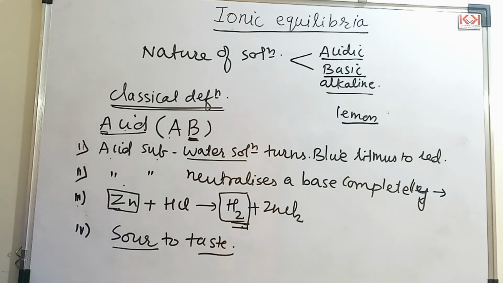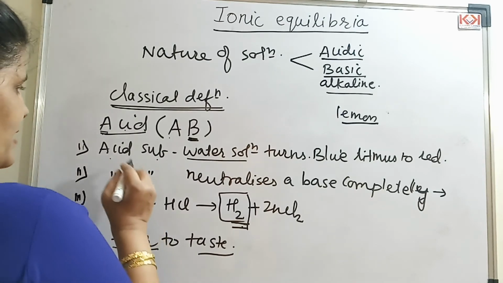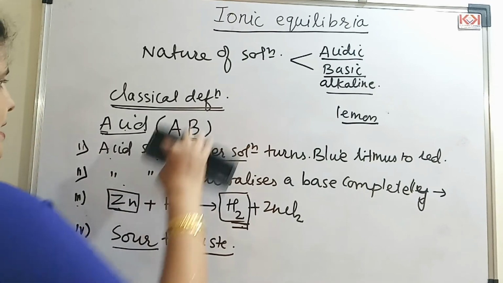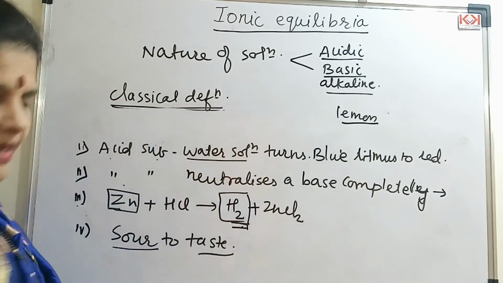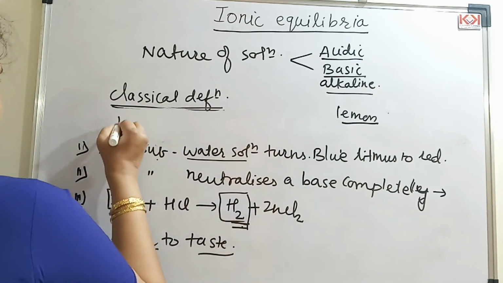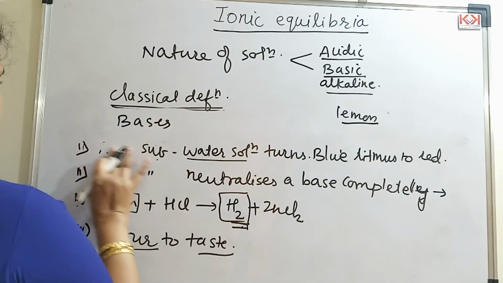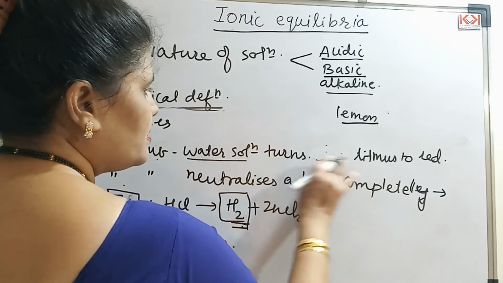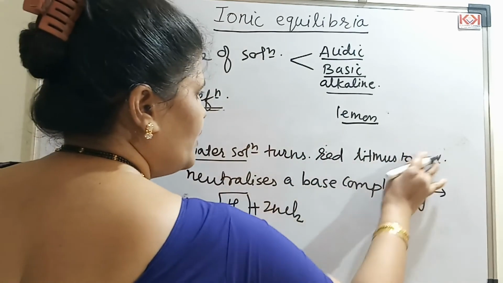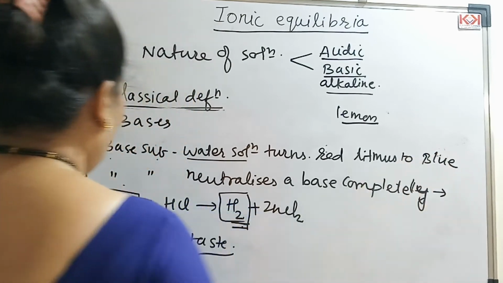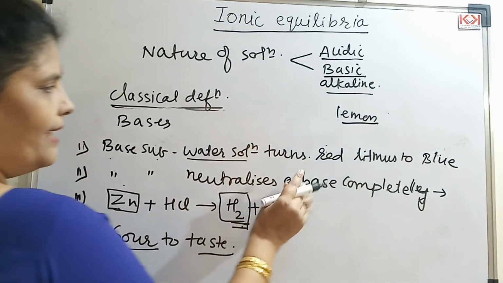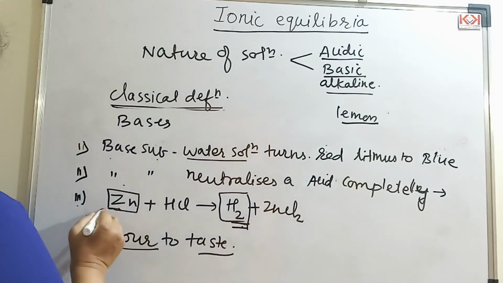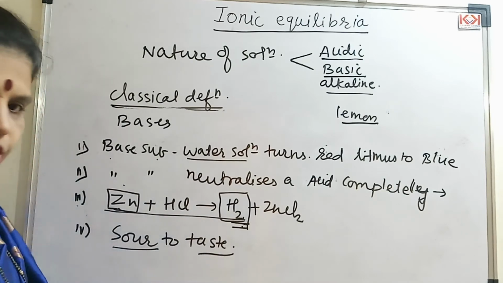Now what do you think will be the classical definition for a base? So bases are the substances. Now we can have a change here itself. So let us see what are the classical definitions for bases. Here I will make a change. Bases are the substances whose water solution turns red litmus to blue. Next, bases are the substances that neutralize an acid completely. Very easy, students. Here this I will skip because this is not a property of a base.